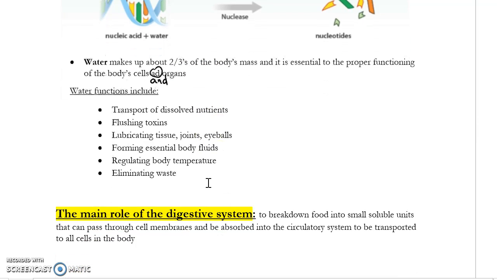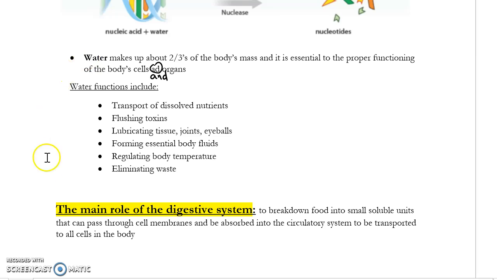You'll also see water's functions here. You will talk more about this in the first unit of grade 12 biology as you look at the biochemistry of water and why it's important for overall cell function.